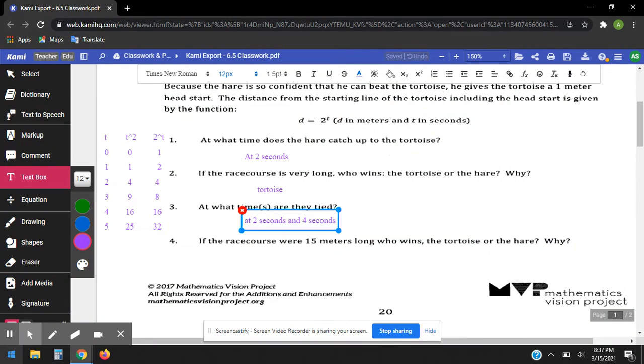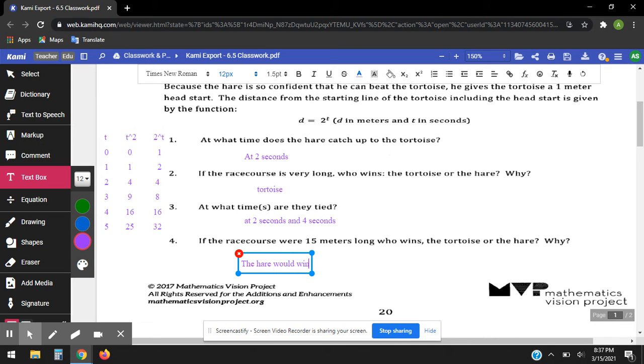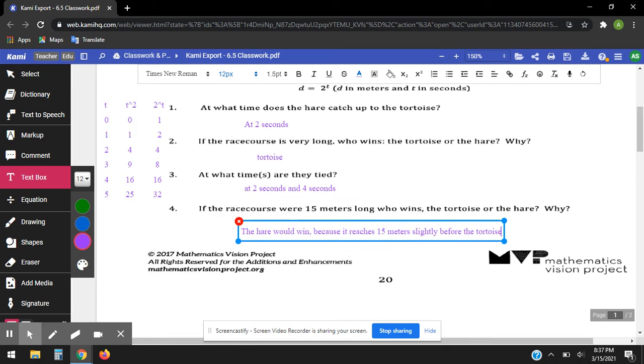So if the race course were 15 meters long, the hare would win because it reaches 15 meters slightly before the tortoise.